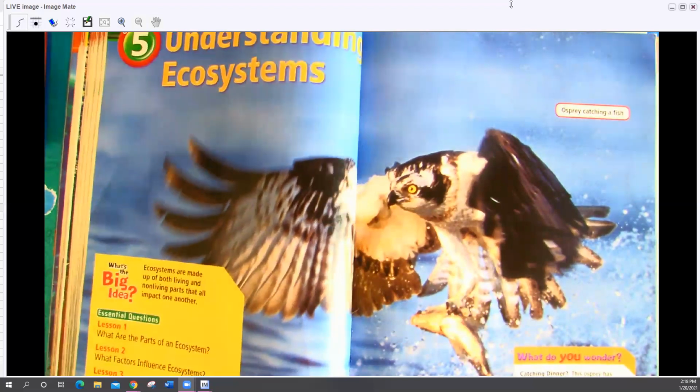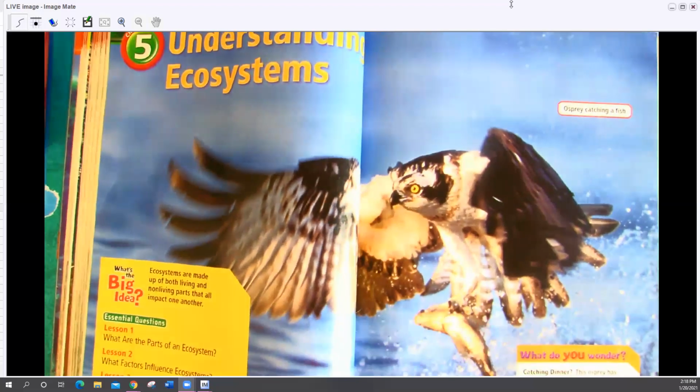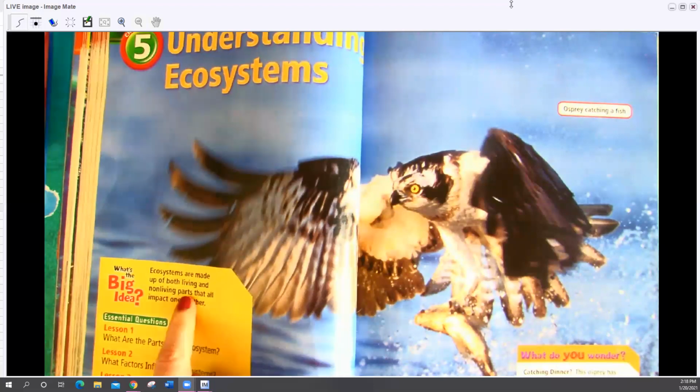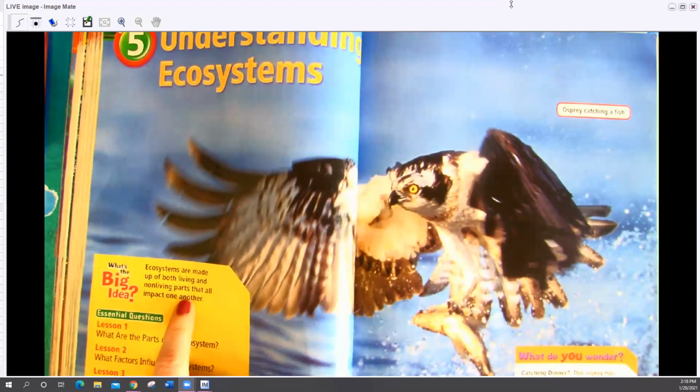Okay, so here is a picture of an osprey catching a fish. And it says, "What do you wonder? Catching dinner? This osprey has very sharp claws called talons. The osprey's talons help it catch fish. What impact does the osprey have on the fish population? How does this relate to the big idea?" So the big idea is over here. It says that ecosystems are made up of both living and non-living parts that all impact one another.